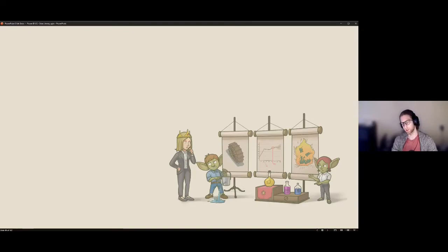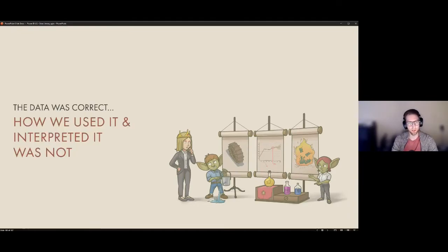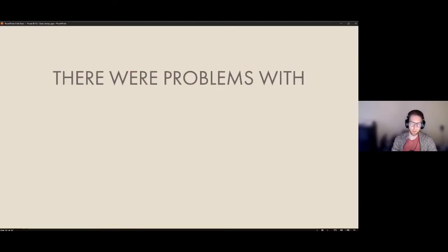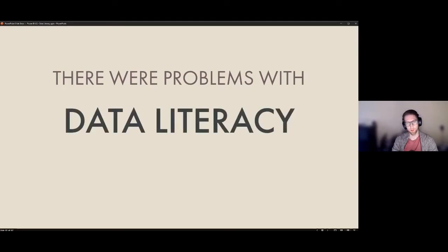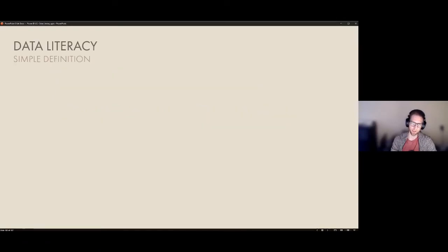So, was the data incorrect? Did we have data quality issues? Not really. The data was correct, but how we used it and interpreted it was not. At the end of the day, there were some finite and concentrated problems with data literacy that cascaded and caused issues with the rest of the project.